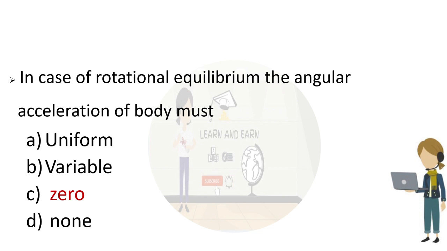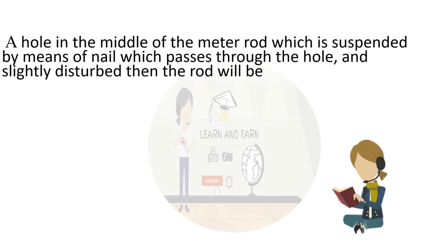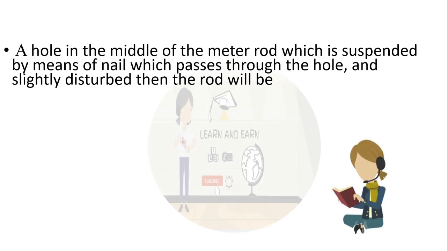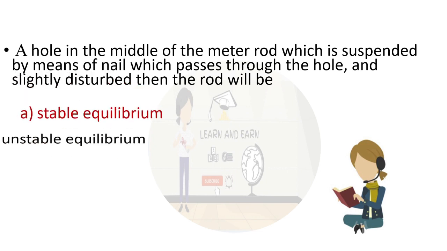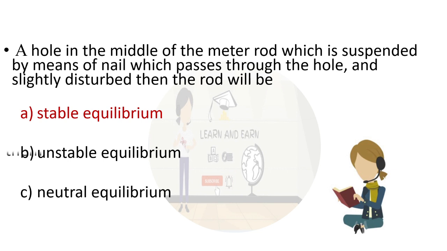The next MCQ is, a hole in the middle of the meter rod which is suspended by means of a nail which passes through the hole and slightly disturbed, then the rod will be option A stable equilibrium, option B unstable equilibrium, option C neutral equilibrium, option D all of them. The right answer is option A, stable equilibrium.